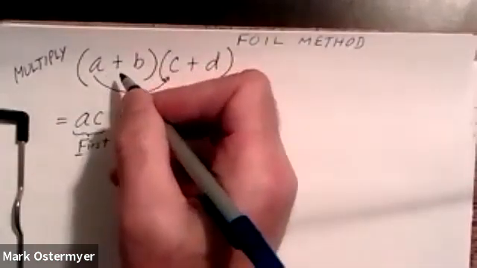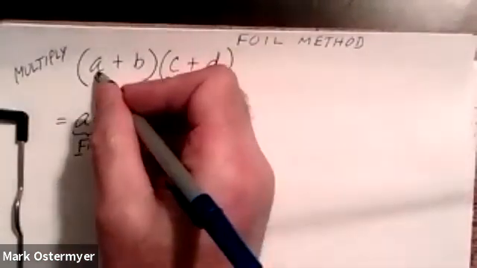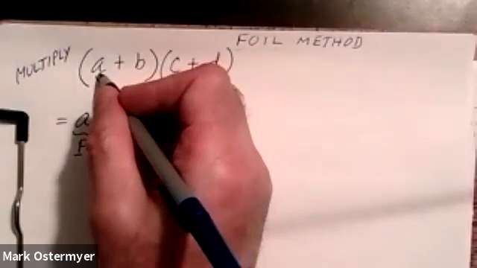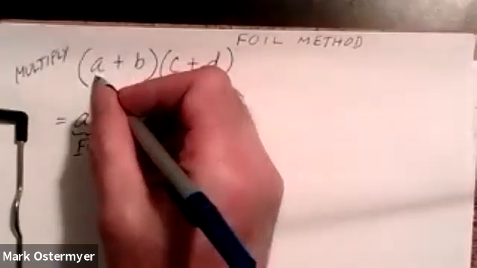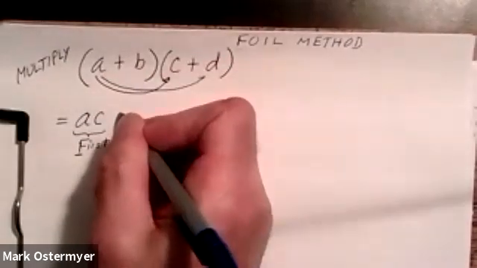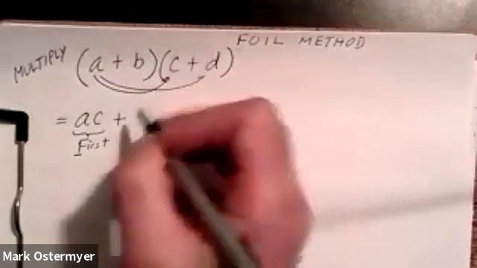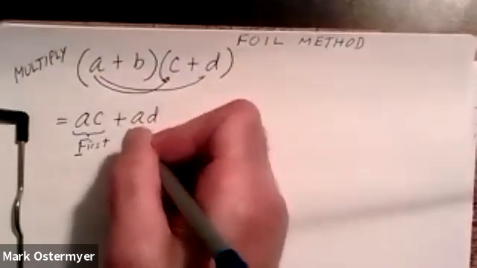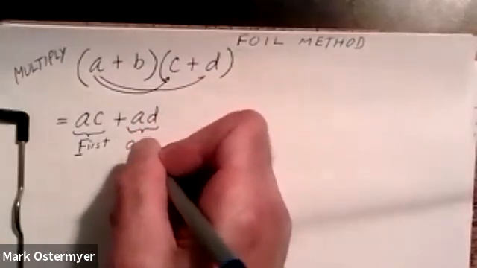Then we're going to multiply the outer terms of our binomials together. Those are the terms that are furthest apart from each other. A and D are called the outer terms of these binomials. A will get multiplied by D. Plus A times D is AD. That represents the product of the outer terms.